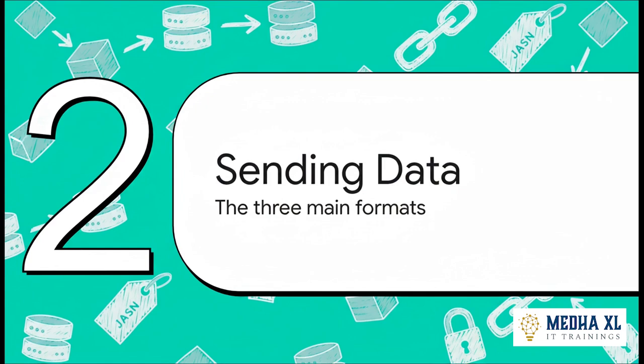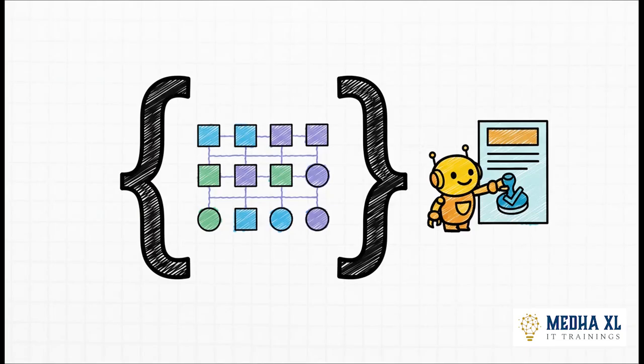But what if you need to send data to the server? Well, for that, you'll be using methods like POST or PUT, and you'll live in the Body tab in Postman. There are three main formats you really need to know. All right, first up, and probably the one you'll use the most, is raw JSON.